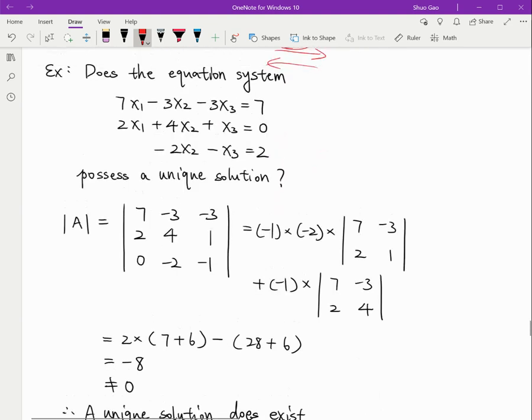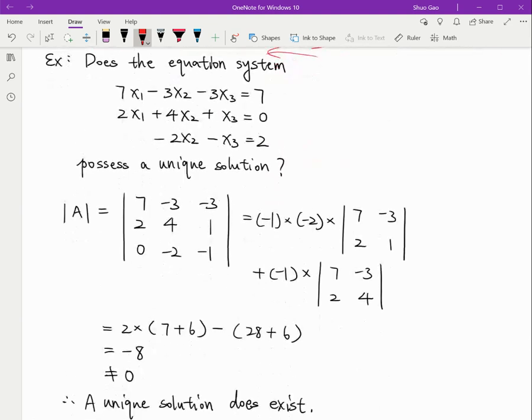Okay, so here's another example. Does the equation system possess a unique solution? So in this example, it doesn't just give you the matrices A, X, and D, but it gives you the equation system. So the first thing you need to do is write down the matrix A, matrix X, and D from the equation system, right? Since they're not given.